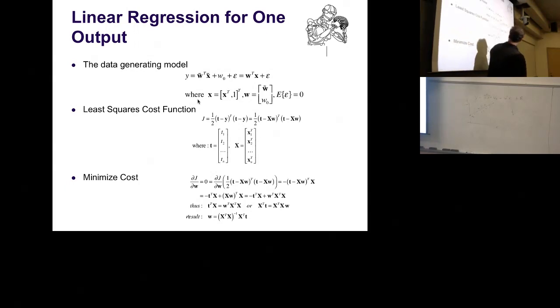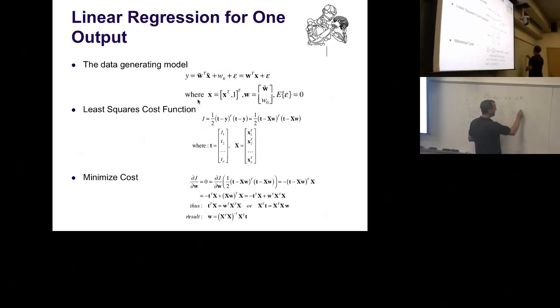And if you have that, then my error criterion becomes now (t minus y) transpose times (t minus y) times 1/2. This is my cost function. This is just writing the sum of squares in a product of big vectors. Cool.